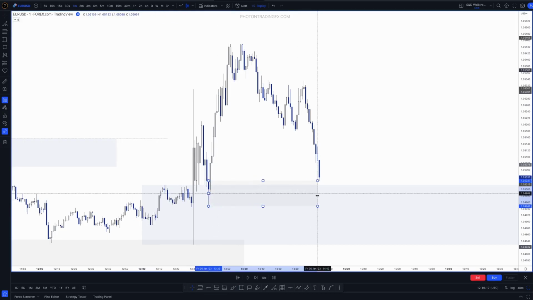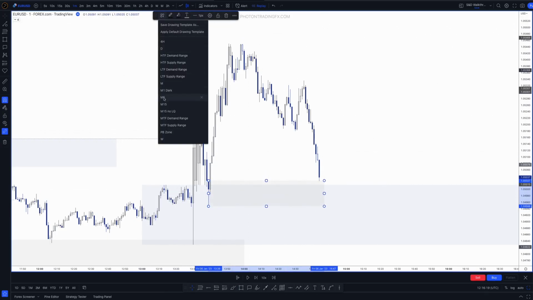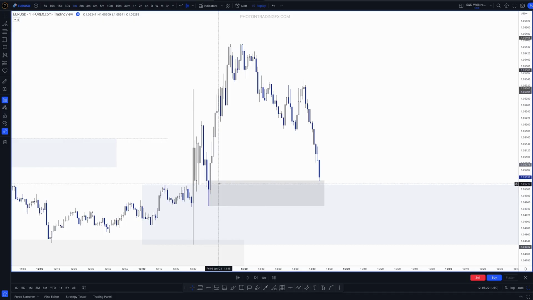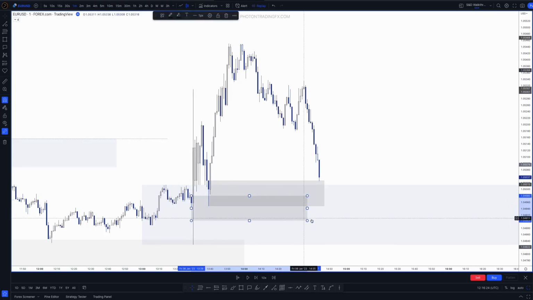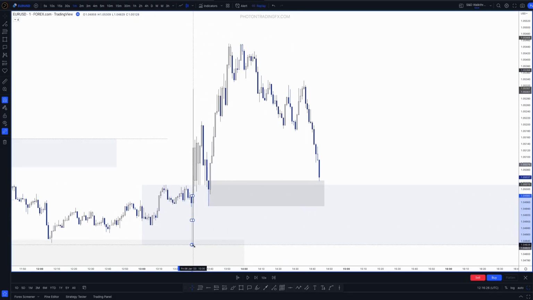So here you have the M1 extreme zone. So technically you could take a trade on that, right? If you really liked the position, the idea, right? Following on from that mitigation there. But let's wait for a little bit more confidence.